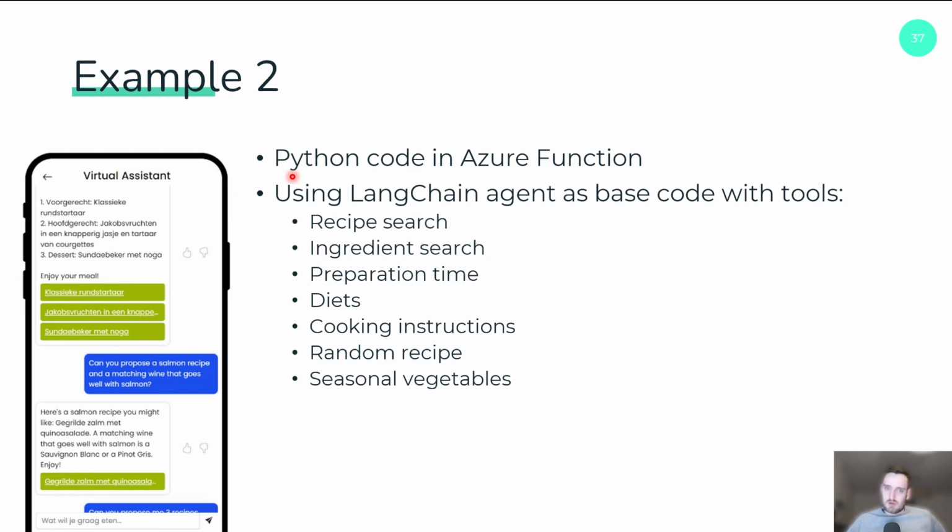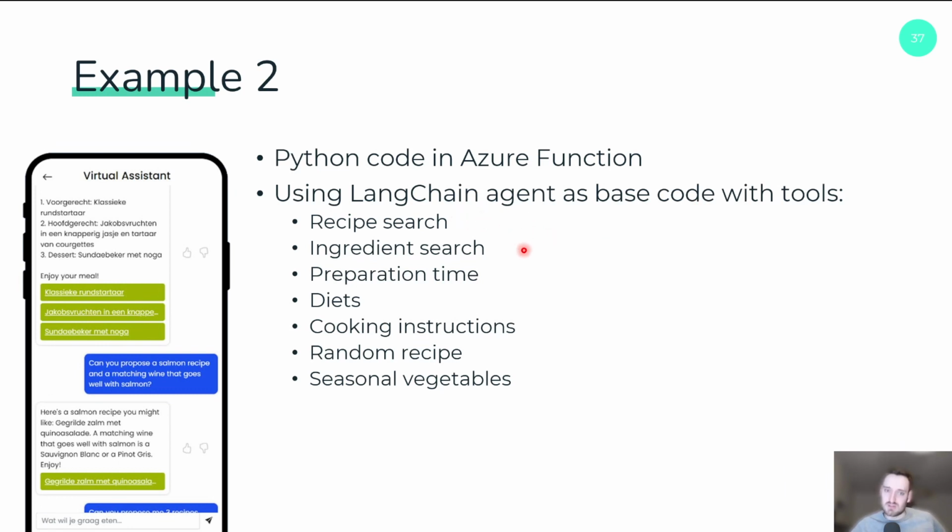Okay, so what I did then is I built this agent using Python and I put all this in this Azure function and I wrote this in LangChain. So I just used the base code of an agent in LangChain and I wrote my own tools. I did not use a toolkit that's already predefined in LangChain. And I had these tools available.